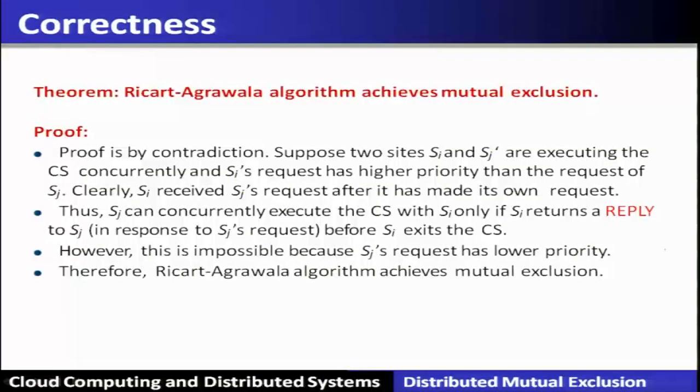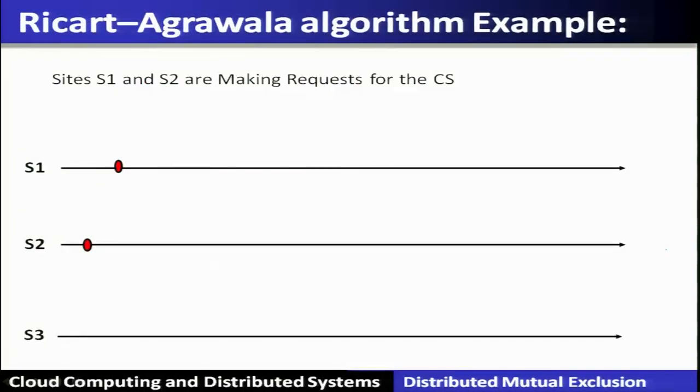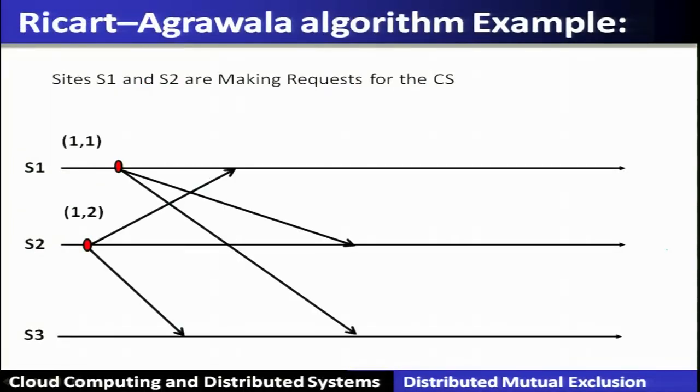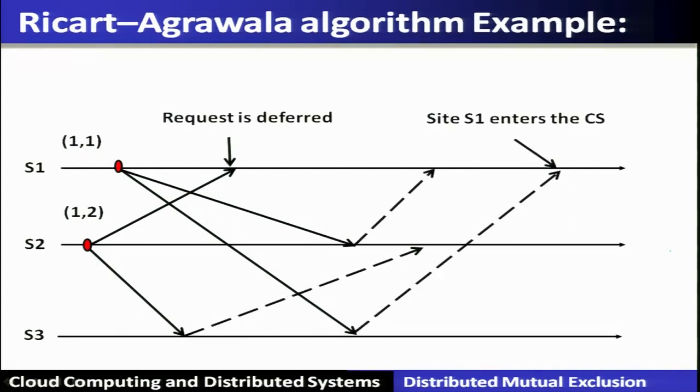This Ricart-Agrawala algorithm achieves mutual exclusion. Again, we can prove it by contradiction, which is quite obvious. Let us see an example to understand the working of the Ricart-Agrawala algorithm. There are three different sites. Out of them, S1 and S2 concurrently make a request to enter the critical section, with their timestamps shown here as 1.